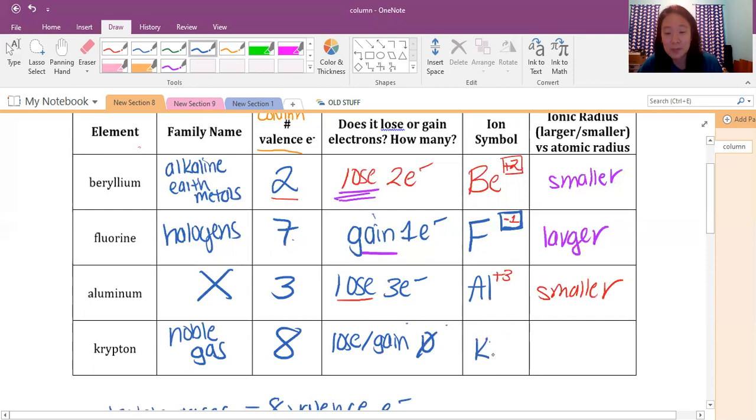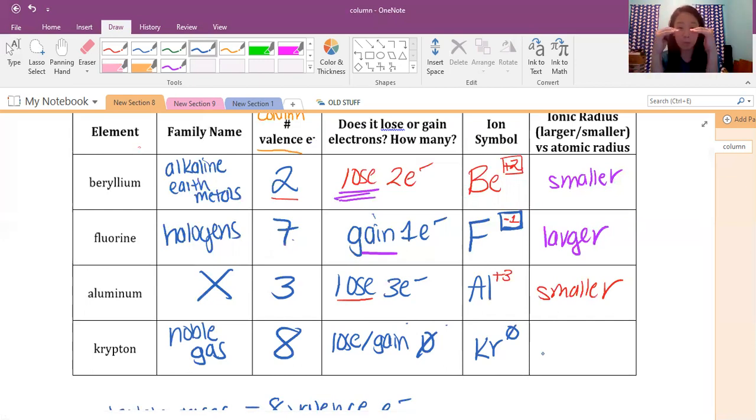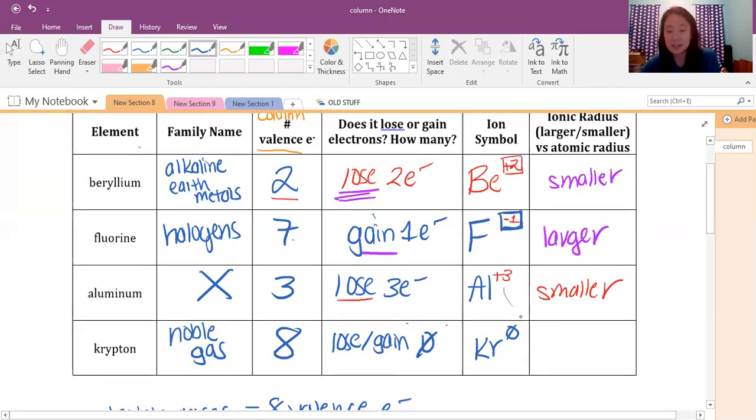So you can write krypton has no charge because it does nothing. It does not become an ion, right? It stays neutral. The protons and electrons are going to stay equal. So that means nothing happens, okay? It basically stays the same because it already has that octet. It already has that 8 number, right? It's already stable, so it doesn't need to do anything.